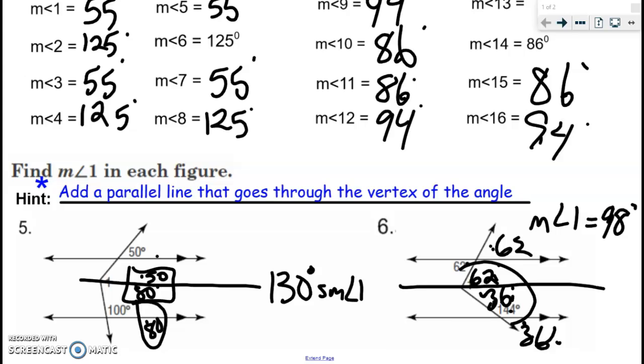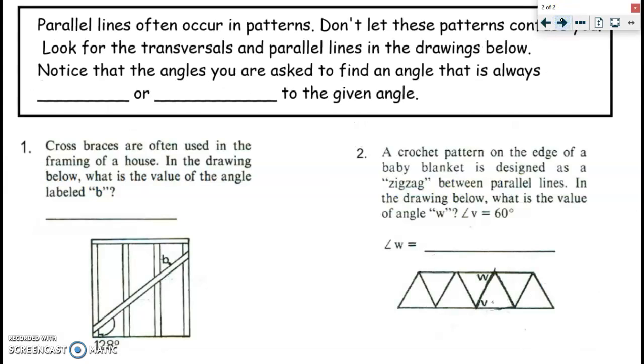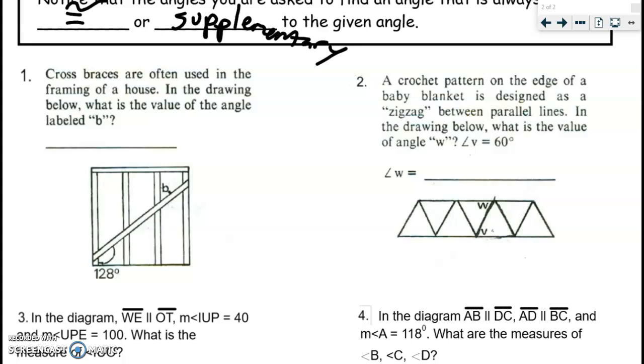Parallel lines often occur in patterns. That is true. So don't let these patterns confuse you. Look for transversals and parallel lines in the drawings below. Notice that the angles that you are asked to find are always congruent or supplementary. Remember, supplements add up to 180. Congruent means the same, so you can say that the measures are equal.